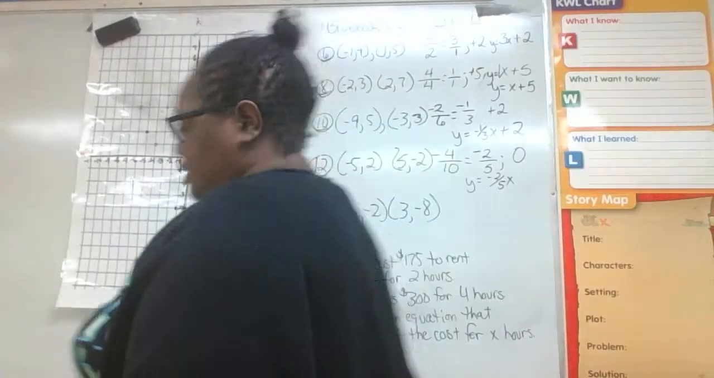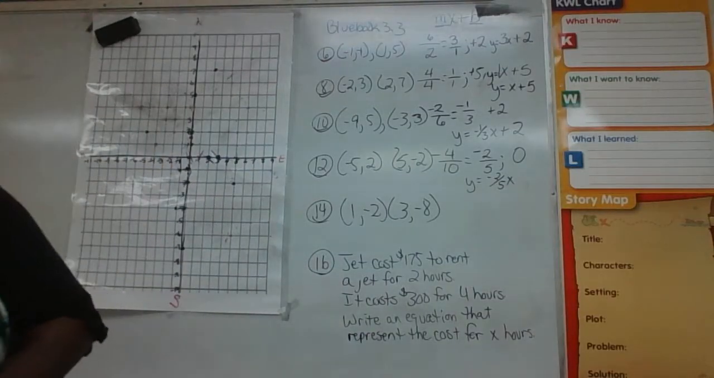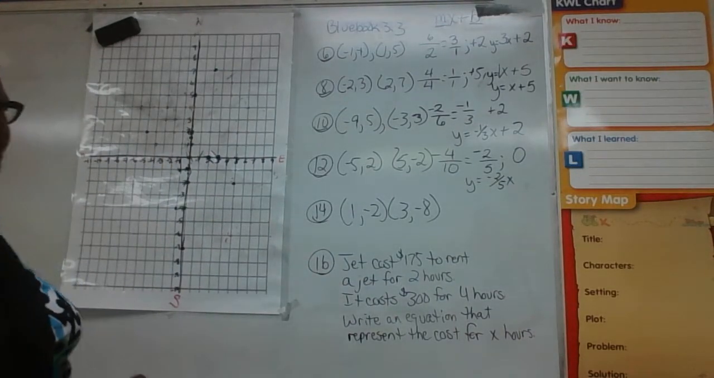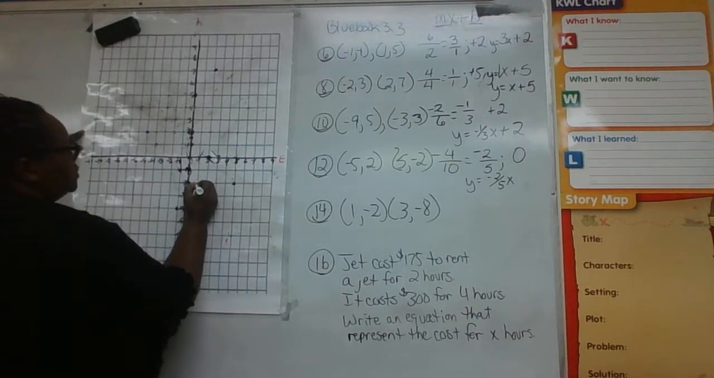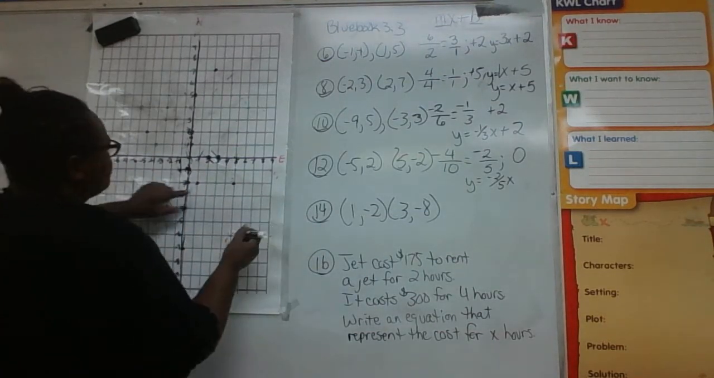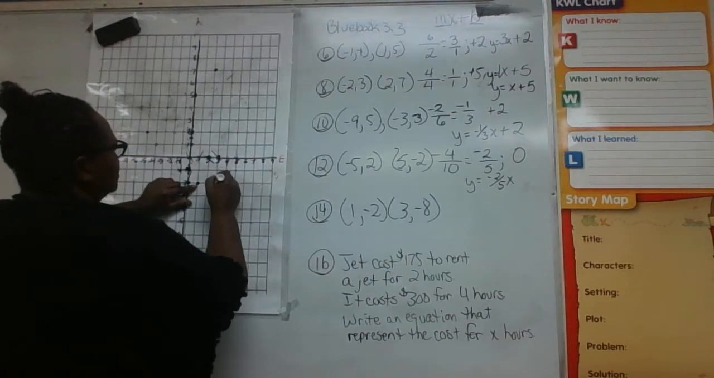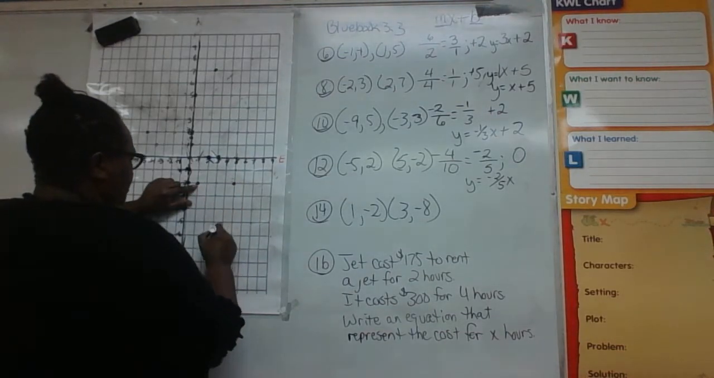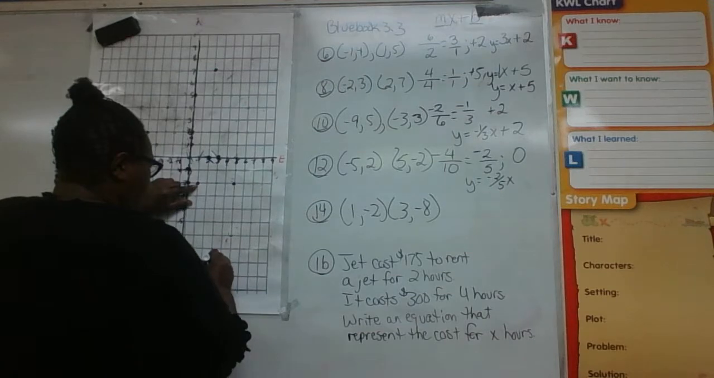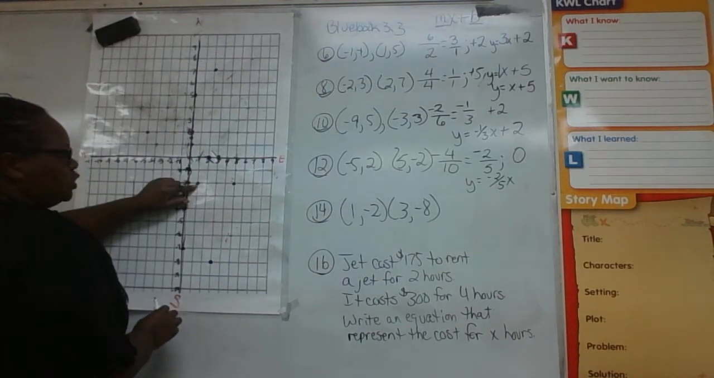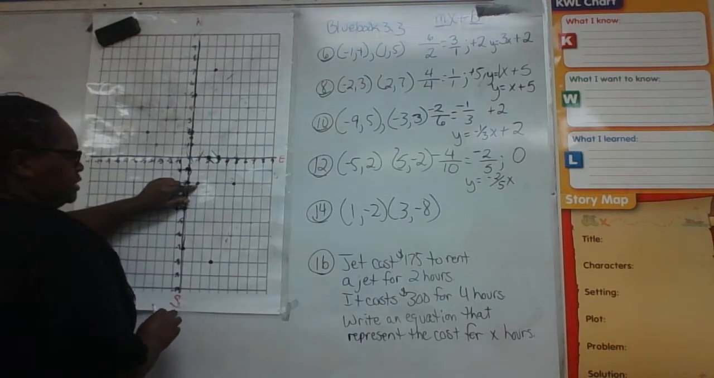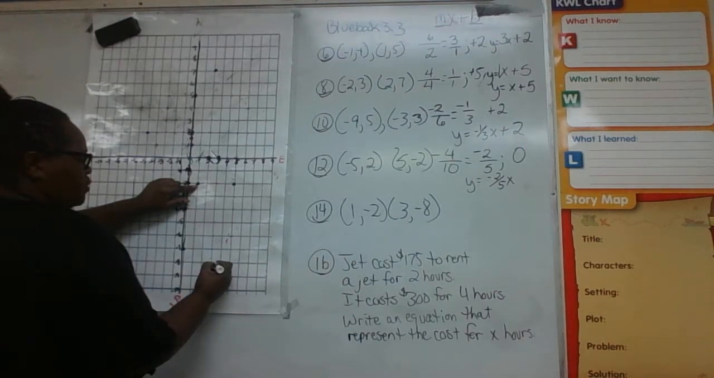All right, let's take a look at number 14. We have points at 1, negative 2, 1, negative 2, 1, 2, and then 3 here, negative 8. If we go from here to here, we're going in a negative progression, so we know our slope should be negative. So let's find out what it is.